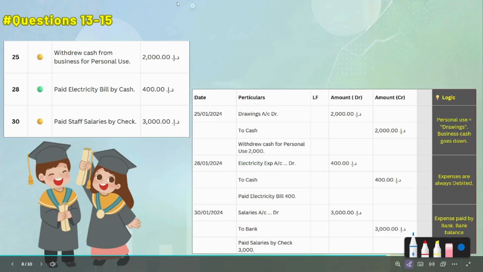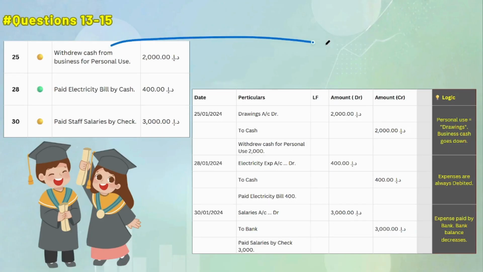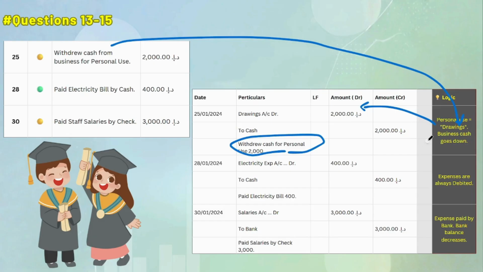We're in the final stretch. Let's handle the monthly expenses. On January 25th, Mr. Alex takes $2,000 cash for personal use. Remember, personal use is called drawings. Debit drawings, credit cash.